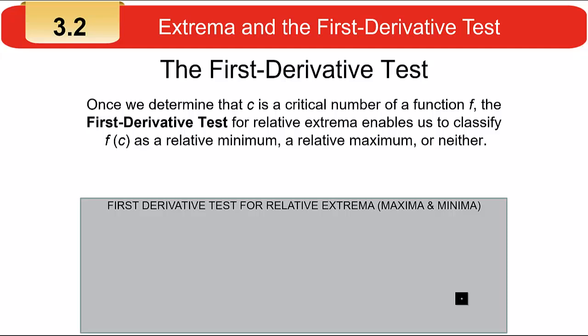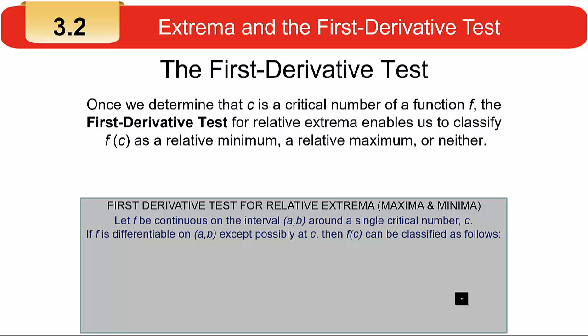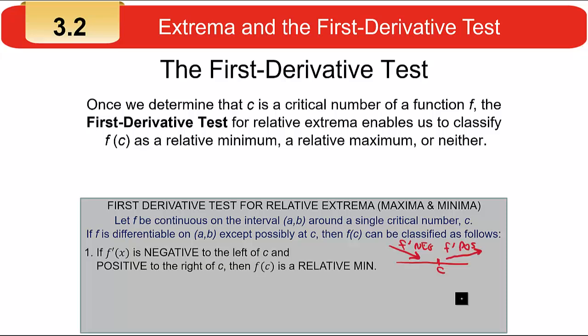So here is the formal version of the first derivative test for relative extrema. The function has to be continuous on some open interval around some critical number c, and it has to be differentiable on the open interval as well, except possibly at the critical number itself. Once you've got all those conditions satisfied, here's how you classify the value of the function at that critical number. If the derivative is negative to the left and positive to the right, then the function value at c is a relative minimum. It's just what we said earlier.